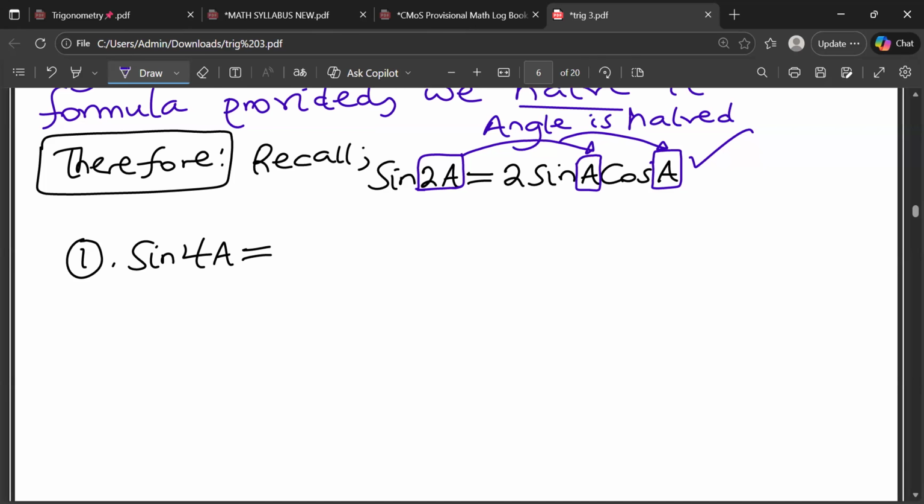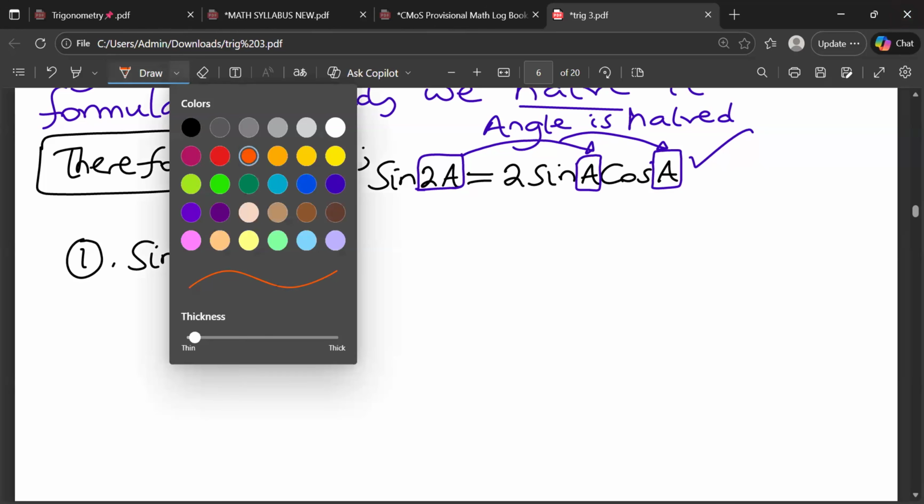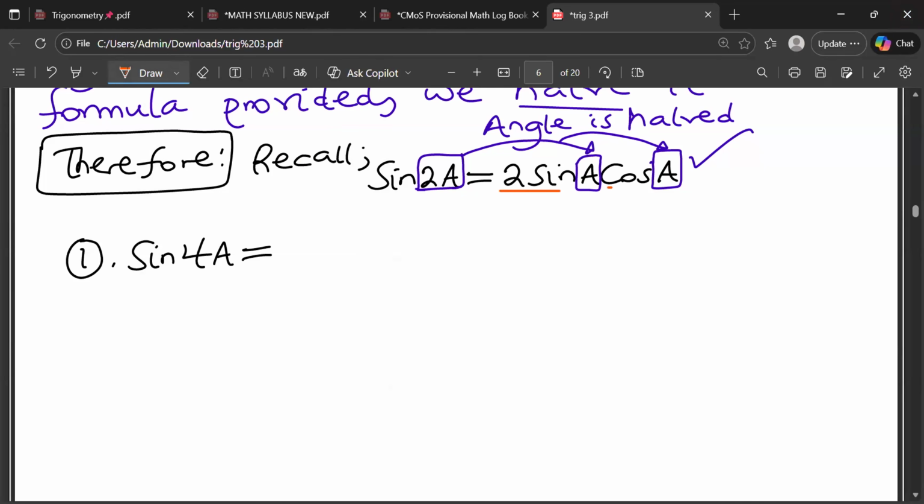So say that the angle is halved. Then the rest are constant. So these other ones are constant. You leave them. Those ones are constant. Don't even touch them.